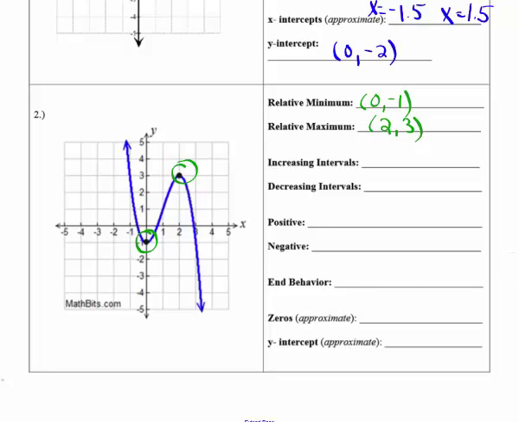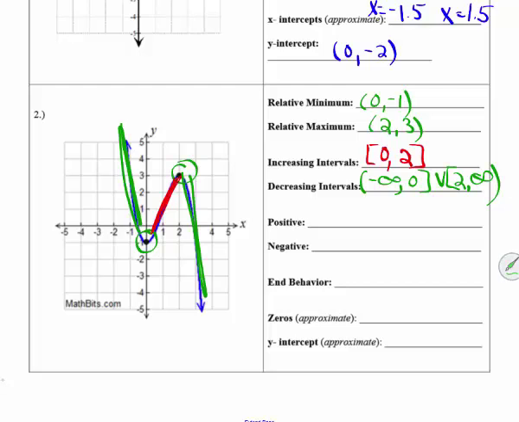Increasing, so that's when, as you're looking left to right, it's going up. So that's this area right there. And we're talking about x values. So that's going from 0 to 2. Decreasing is when it's going down, so that's going to be here and here. So that's from -infinity to, what was that, 0? And from 2 to positive infinity.